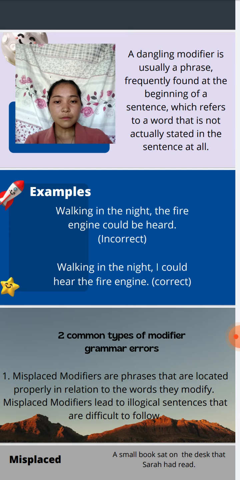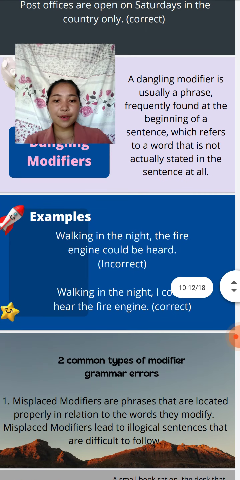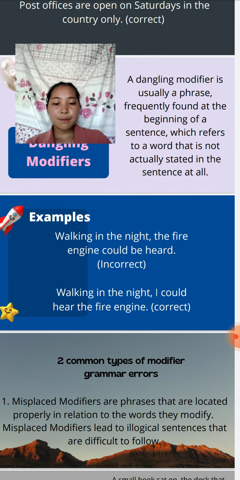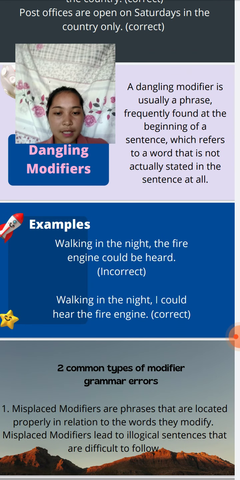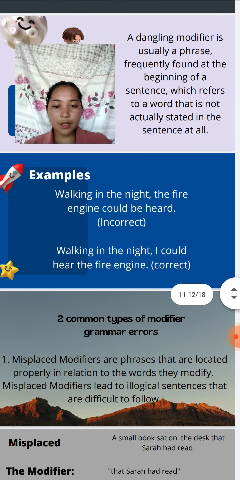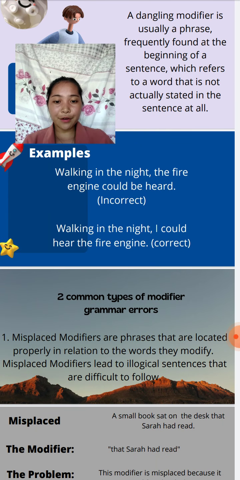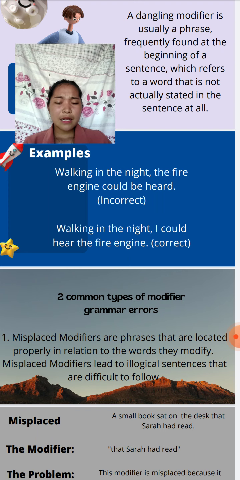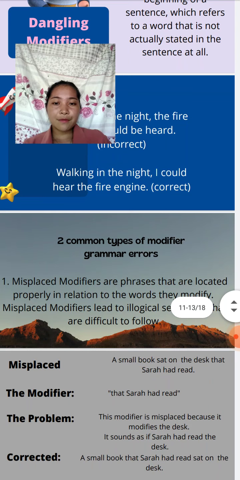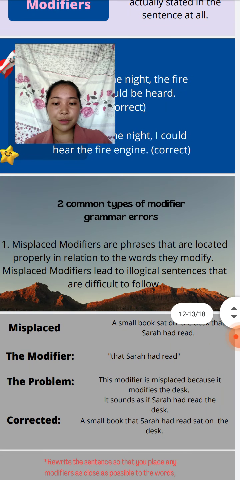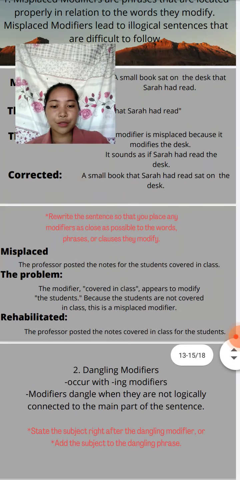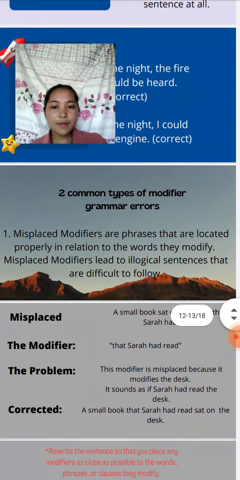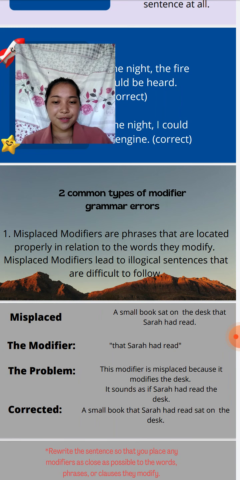So you have observed that the words being used are interchanged, and let us now focus on the two common types of modifier grammar errors. So what are the two common types of modifier grammar errors? So they are misplaced modifiers and the dangling modifiers. So what are misplaced modifiers?